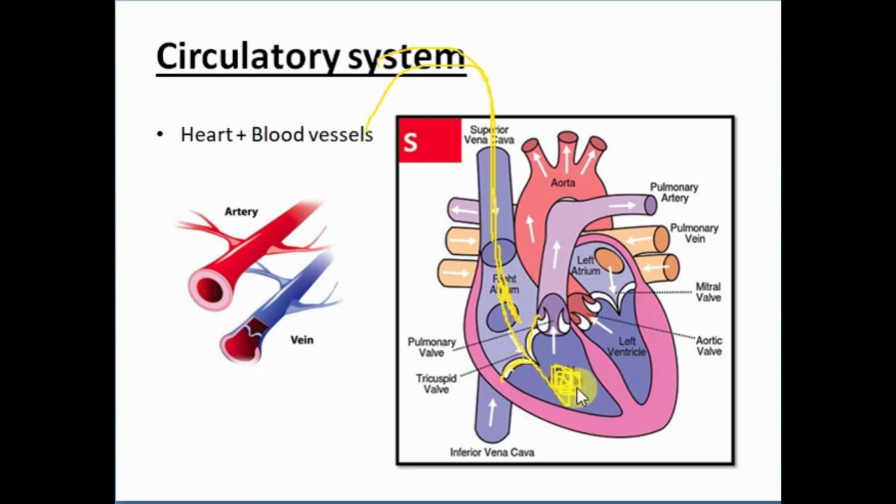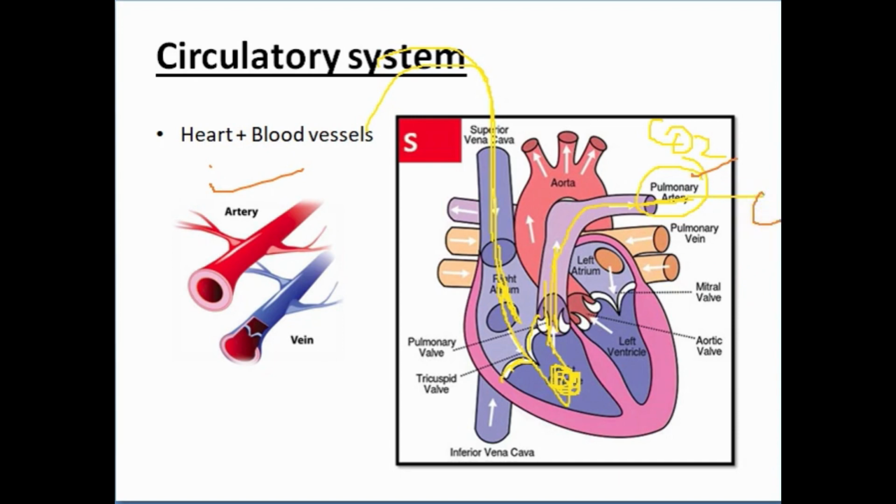Then from the right ventricle, the blood will enter here, and through the pulmonary artery it will pass to the lungs. Now this pulmonary artery is carrying deoxygenated blood. So this was the exception that I was talking about. In the beginning I told you that all arteries carry oxygenated blood except the pulmonary artery. The pulmonary artery is the only artery that carries blood to the lungs, and it carries deoxygenated blood.